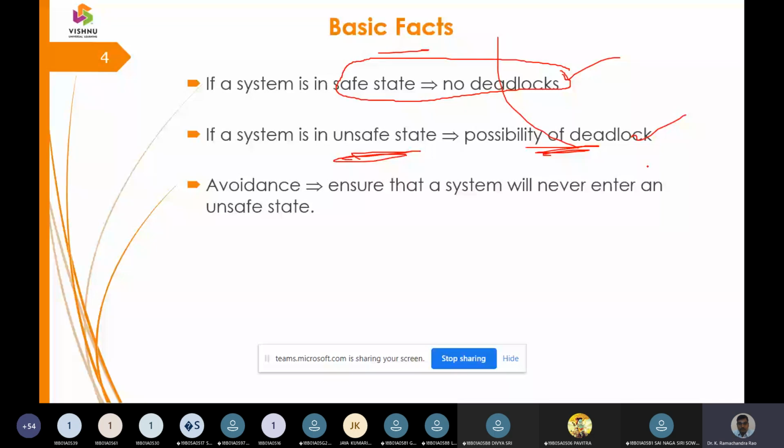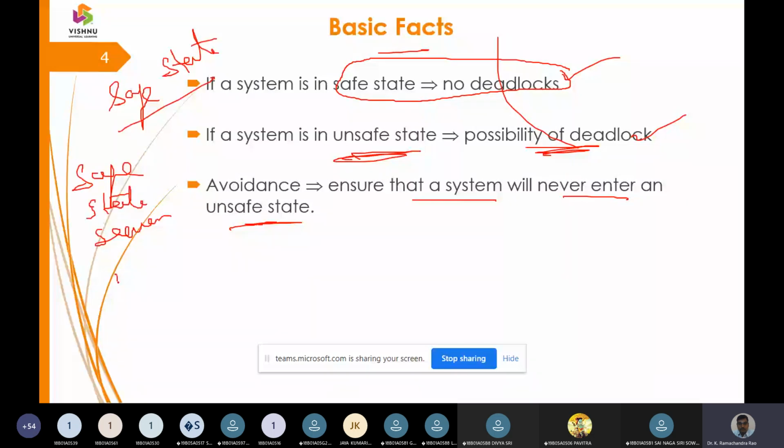So how do we avoid it? We should ensure that the system is never in an unsafe state, and we should assume that the system is always in a safe state. If we have a safe state and a safe state sequence, then there is a possibility of no deadlock. No deadlock is going to happen. If there is a safe state sequence, then it leads to no deadlock, which is very reliable.